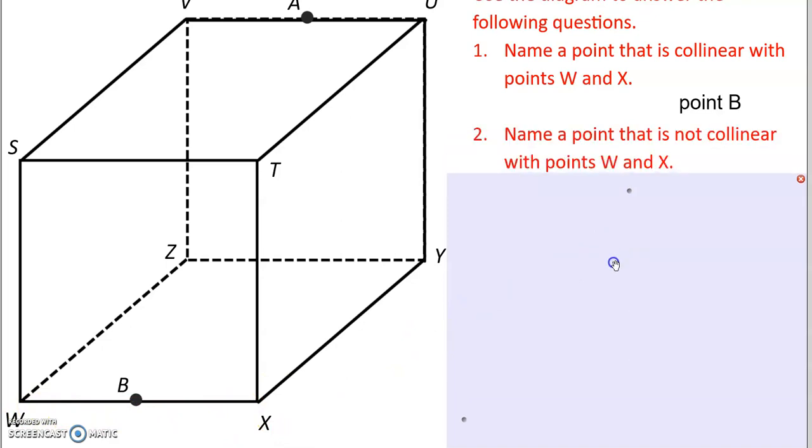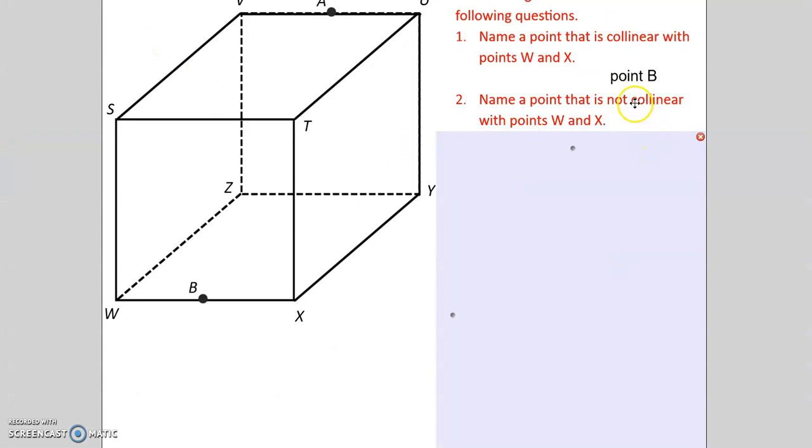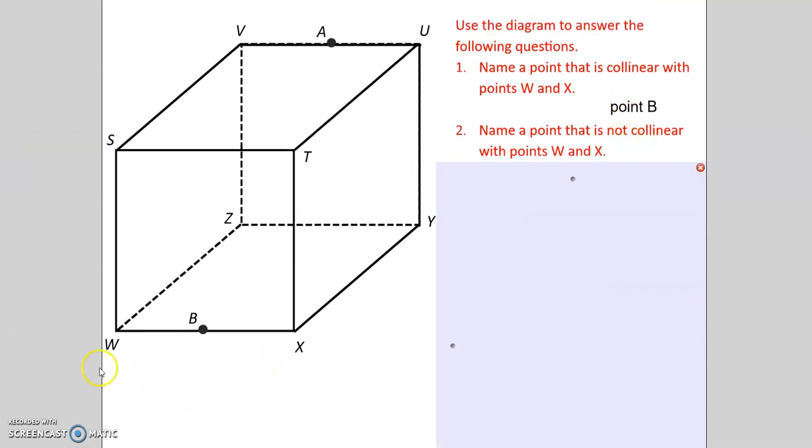Similar to that question, name a point that is not collinear with points WX. So what is another point not on this line with them? Could be any of those other points, guys. S, Z, V, N, A, U. Doesn't matter which ones. I said point T. Right here's the line I was working with. Point T is all the way up there, up here on this line or that line. It's not on this line with W, B, and X.